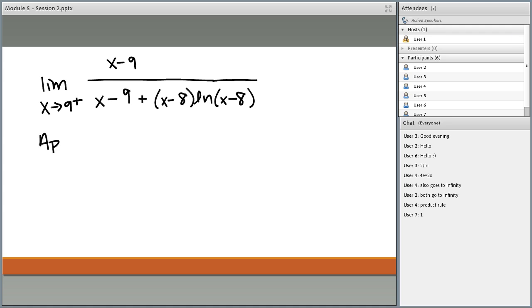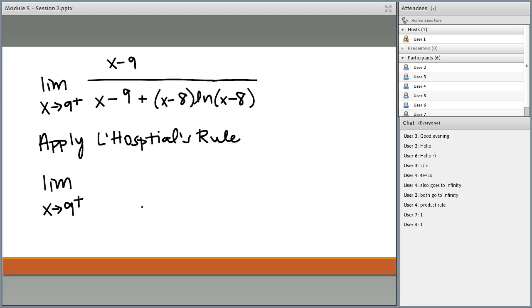So I take the derivative of the numerator. What do I get? Good. I just get 1. Derivative of x is 1. Derivative of -9 goes to 0. In the denominator, I have x minus 9, which, again, I get 1 for the x, and then the minus 9 goes to 0. And how am I going to take the derivative of this term?